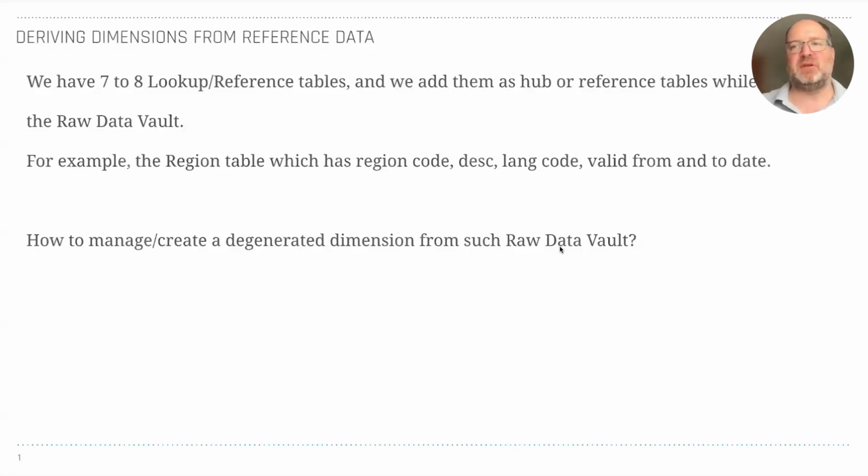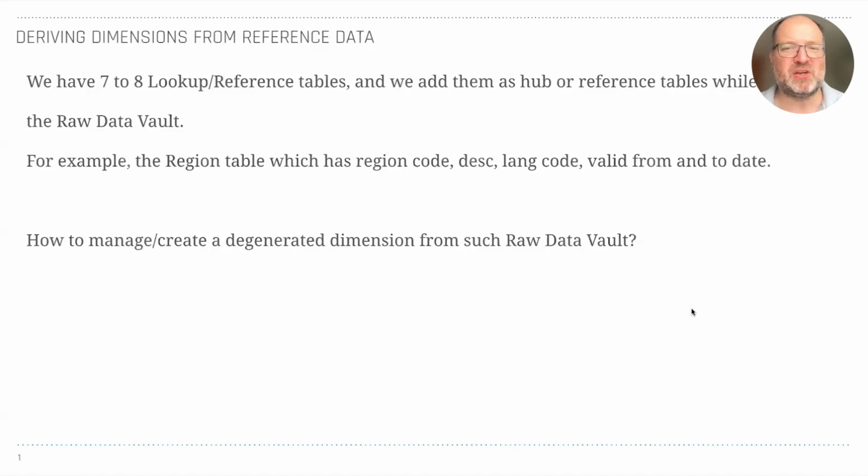Let me share my screen. This question is coming from the question form that I'll show you later today, after today's session. It is about deriving dimensions from reference data. They have 7 to 8 lookup reference tables, and they add them as hub or reference tables while creating the raw data vault. Which is fine, which is what we do. For example, they have a region table in the raw data vault with a region code, that's the reference code, a description, language code, and valid from and to date. How do they create a degenerated dimension from such a raw data vault?